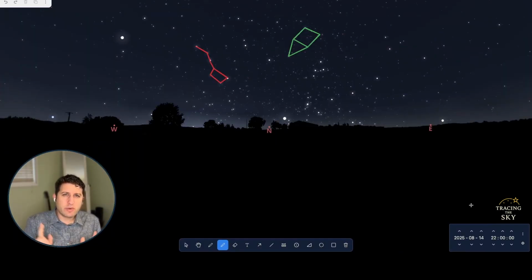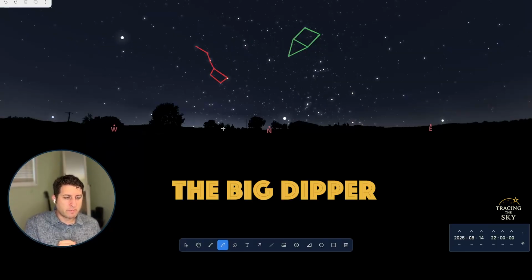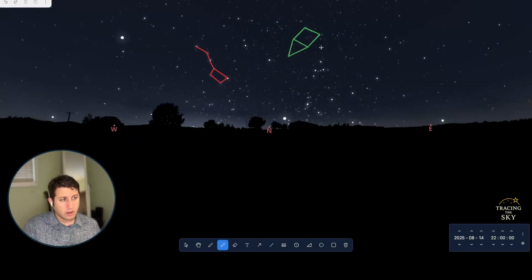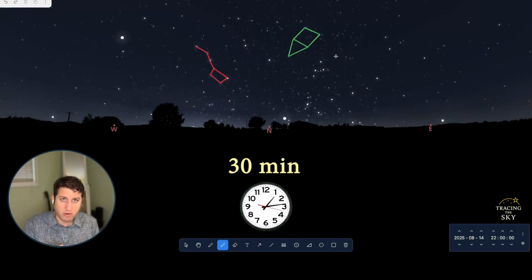Okay, so here we are facing north, and I've gone ahead and marked out for us a couple constellations and groups of stars. So we've got the Big Dipper, which isn't a constellation but is part of Ursa Major, and Cepheus, which is a constellation. And so what I want us to do is track these stars every 30 minutes or so and see how they're moving.